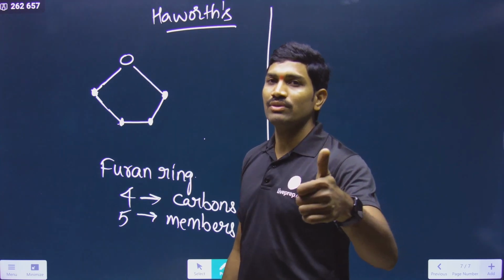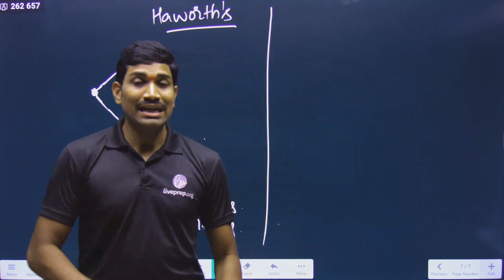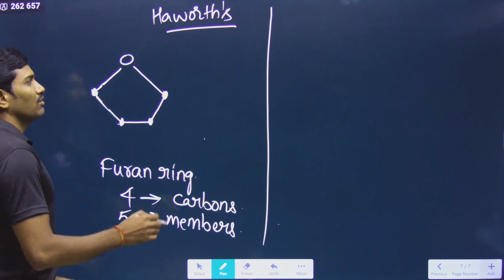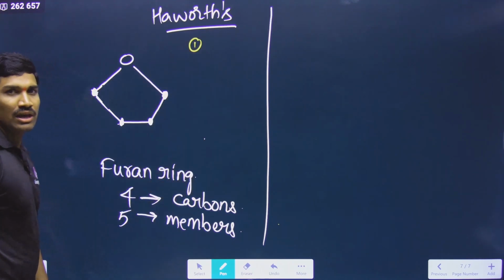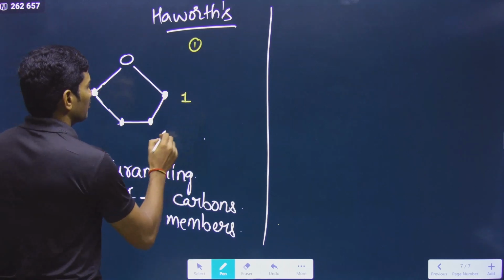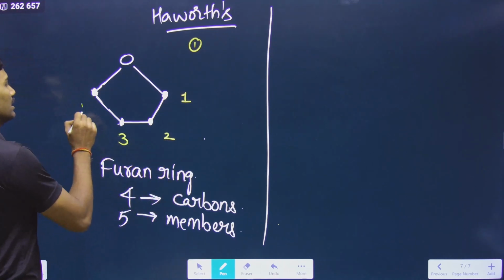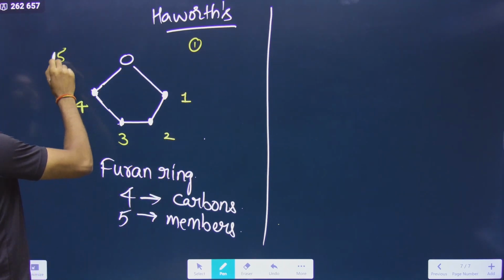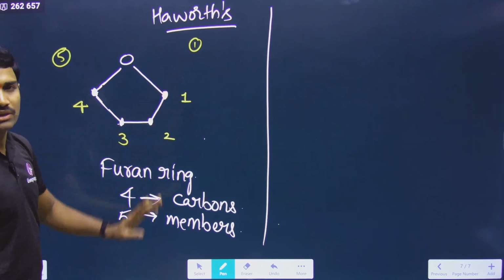Then what about the fifth one? Now I will give you two options. Try to understand my question first. First option. What is the first option? Out of the 5 carbons, how exactly are you representing this? Will you give carbon number 1, carbon number 2, carbon number 3, carbon number 4? So the fifth one is projected outside. This is option 1.